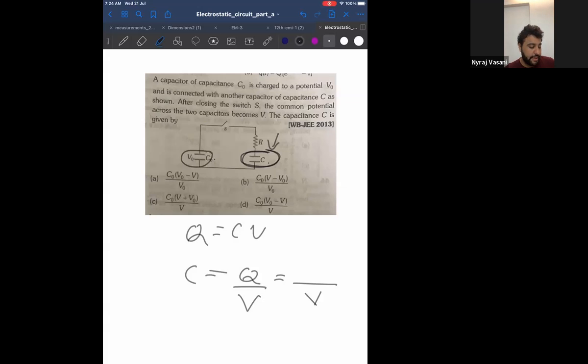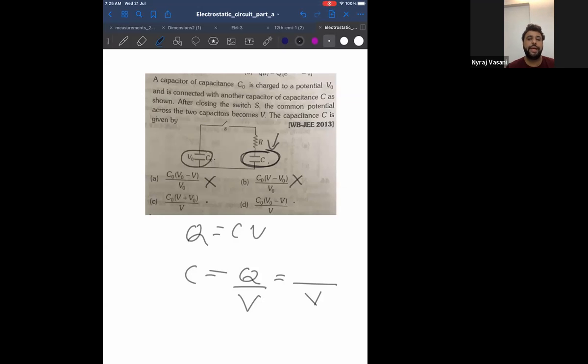Therefore, this option and this option will be out because my denominator will be V itself, because C is equal to Q by V. Therefore, my denominator will remain as V. Now, tell me whether it should be option C or option D. Think about it. Potential difference I have to find. Now, potential difference is the clue.